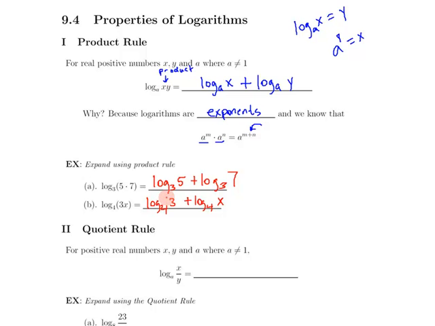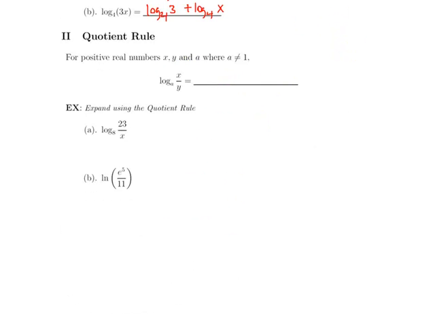That's the product rule. The second rule is called the quotient rule. If a product becomes a sum, there's a connection between multiplication and addition, then it's natural to assume that a division problem, or a quotient, is going to become a subtraction problem. And it's the same reasoning: a to the m over a to the n looks like a to the m minus n.